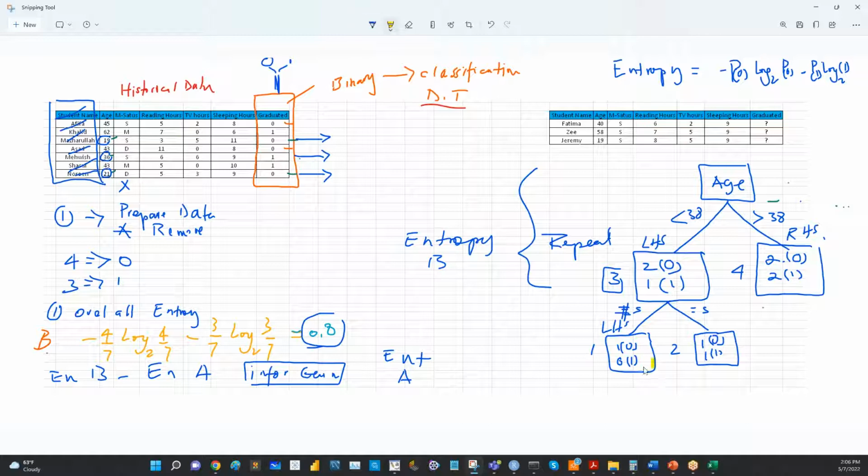That means we stop here. We are done. This one does not require any further splitting. For this one, we have 2 classes, so we need to split down and around. How do we split again? Can you tell me? How do we split?